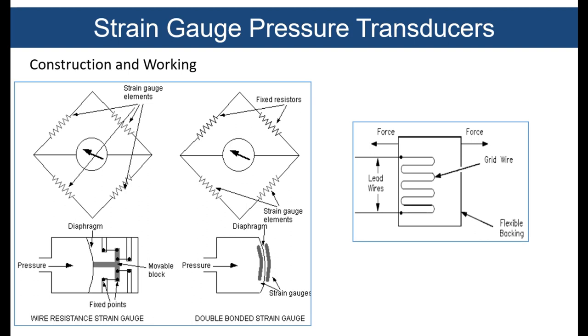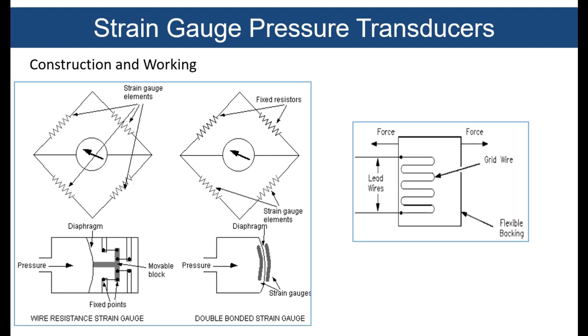The next image shows one of the commonly used strain gauge pressure transducers. In that we can clearly see the lead wires, grid wire, and flexible block. In this, what's happening is we are applying force towards the left and right side as mentioned there, and as per the force applied, there is a change in length of the grid wire. These grid wires, if you compare with the previous image, are the strain gauge elements. The grid wire changes in length because this is a flexible block and we are applying force towards both sides.